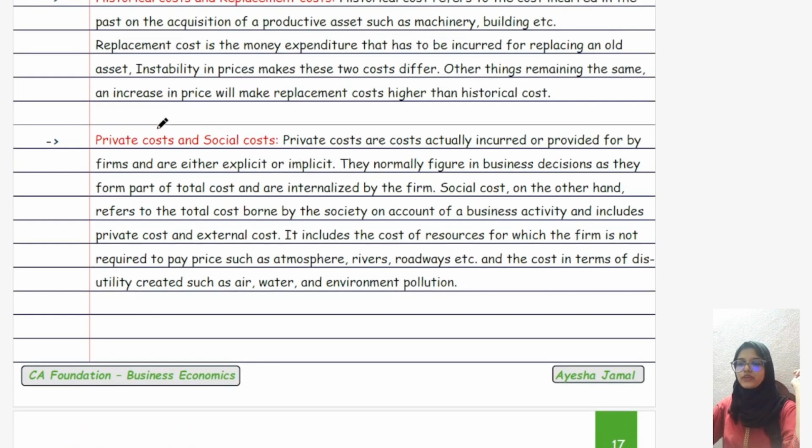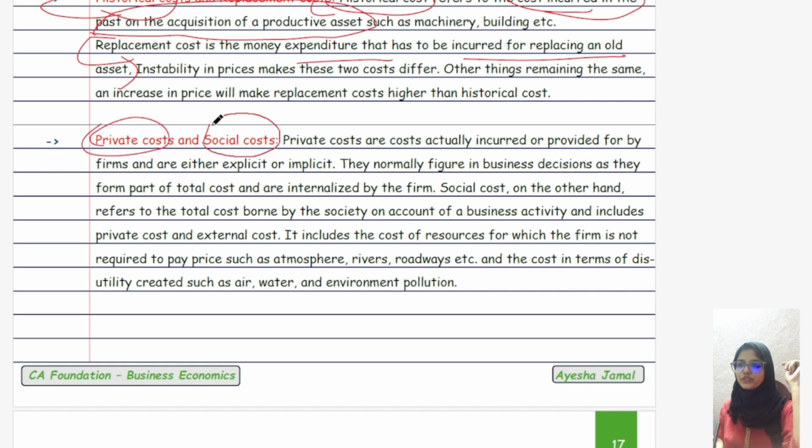Then you have historical cost and replacement cost. What is that? Historical cost is nothing but cost incurred in the past on the acquisition of a productive asset. Ten years back, you bought this land. What was the value at the time? Historical cost. Replacement cost is the money expenditure that has to be incurred for replacing an old asset. You're selling your land now. What is the replacement cost? How much money are you getting?